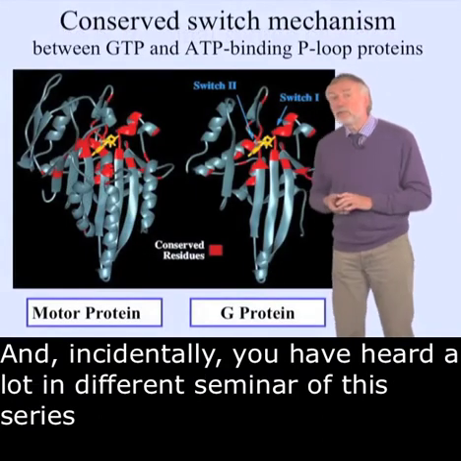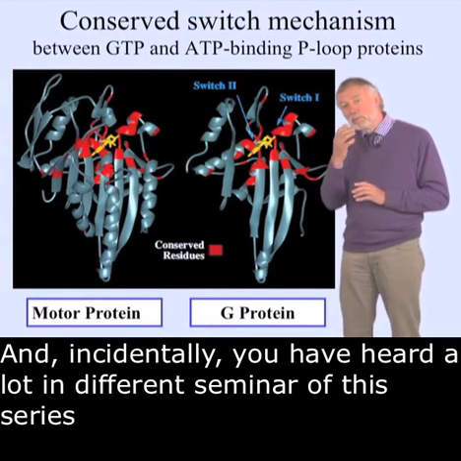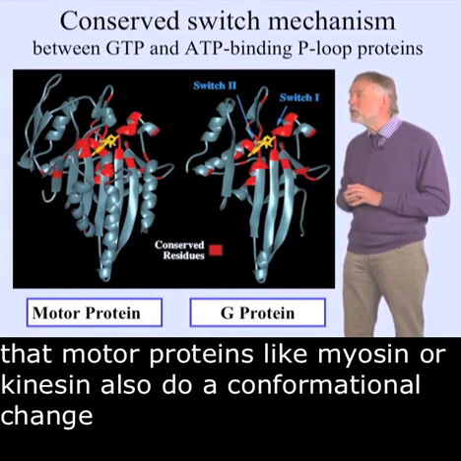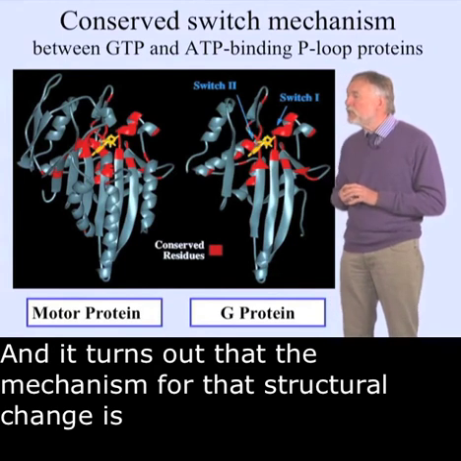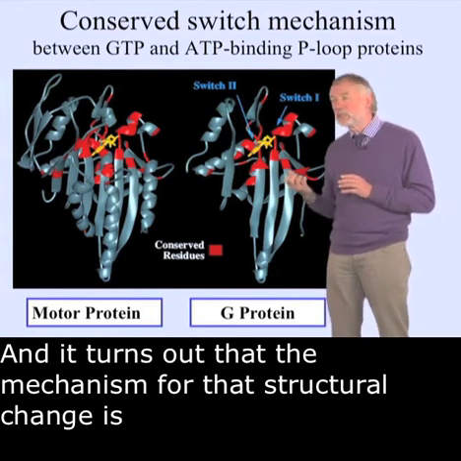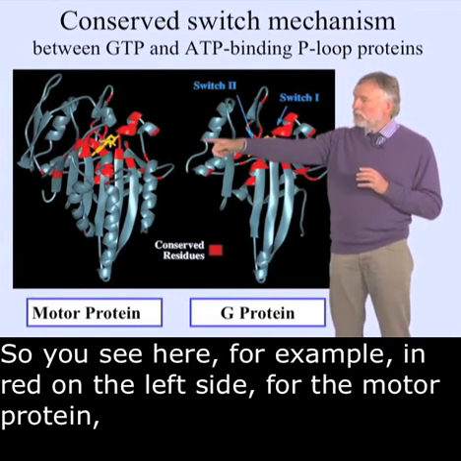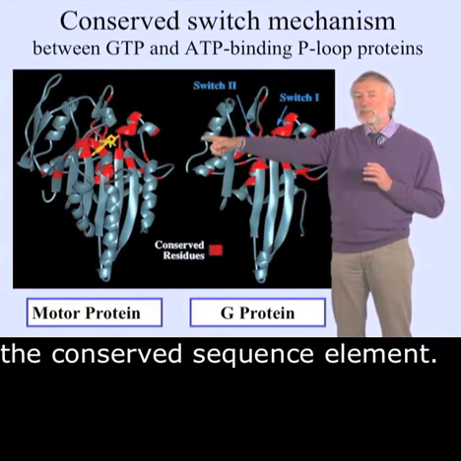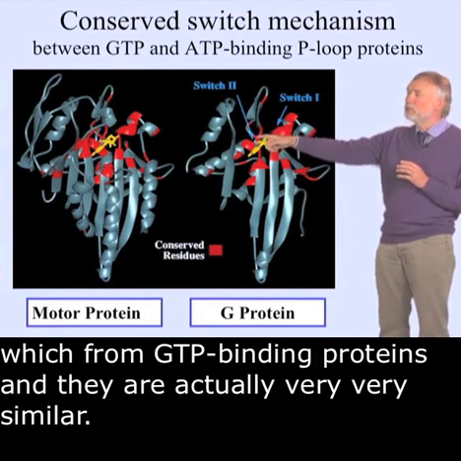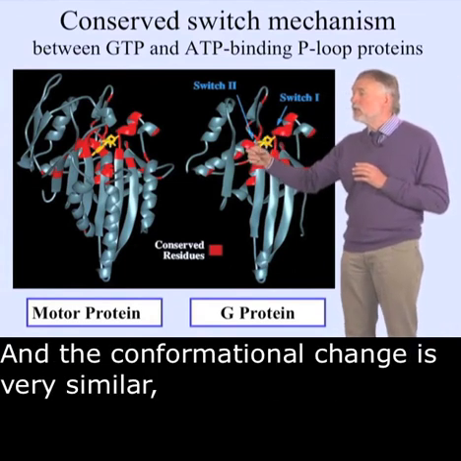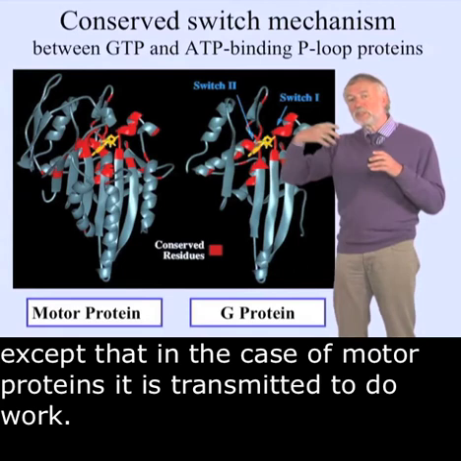And incidentally, you have heard a lot in different seminars of this series that motor proteins like myosin or kinesin also do a conformational change between the ATP and ADP bound state. And it turns out that the mechanism for that structural change is almost totally identical to that of G proteins. So you see here, for example, in red, on the left side for the motor proteins, the conserved sequence element, and on the right, you see the sequence element that I have introduced you to before, from GTP binding proteins, and they're actually very, very similar, and the conformational change is very similar, except that in the case of motor proteins, it is transmitted to do work.